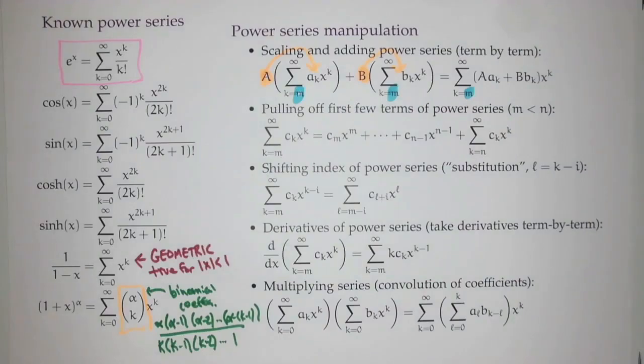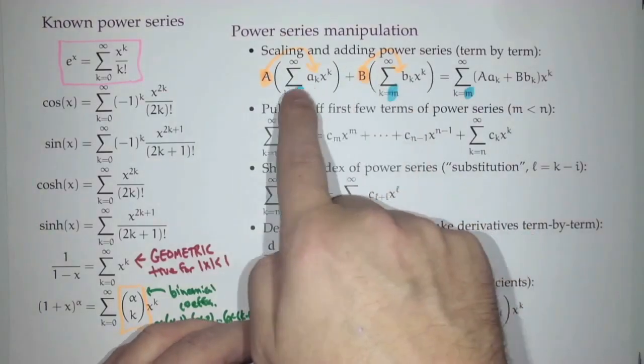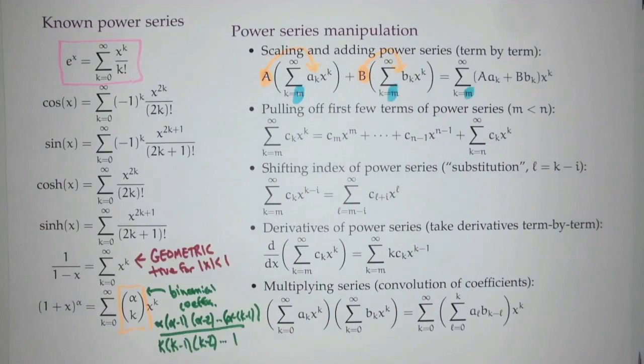Now, how many can I pull off? And the answer is I can pull off as many as I want. So how many do I pull off? Well, I pull off enough so that I can work with what's left in a nice way. So as an example, if I make these indices the same, so I can add them together. So that's what I would do.